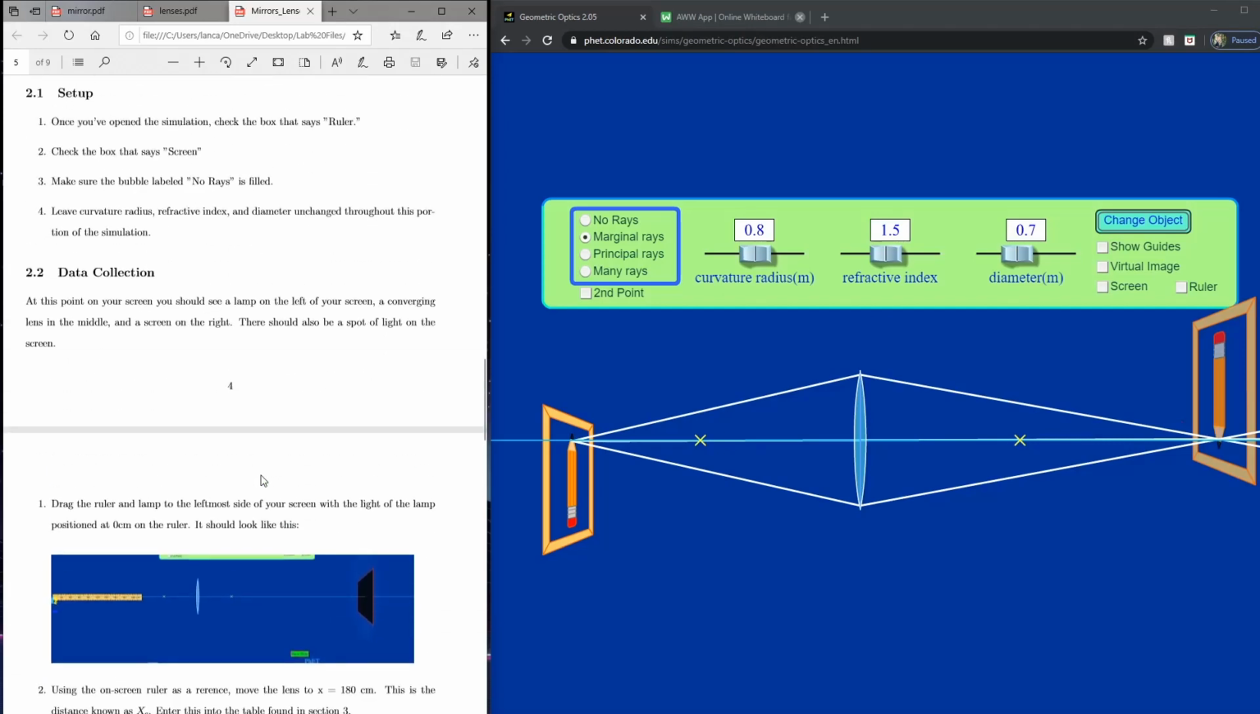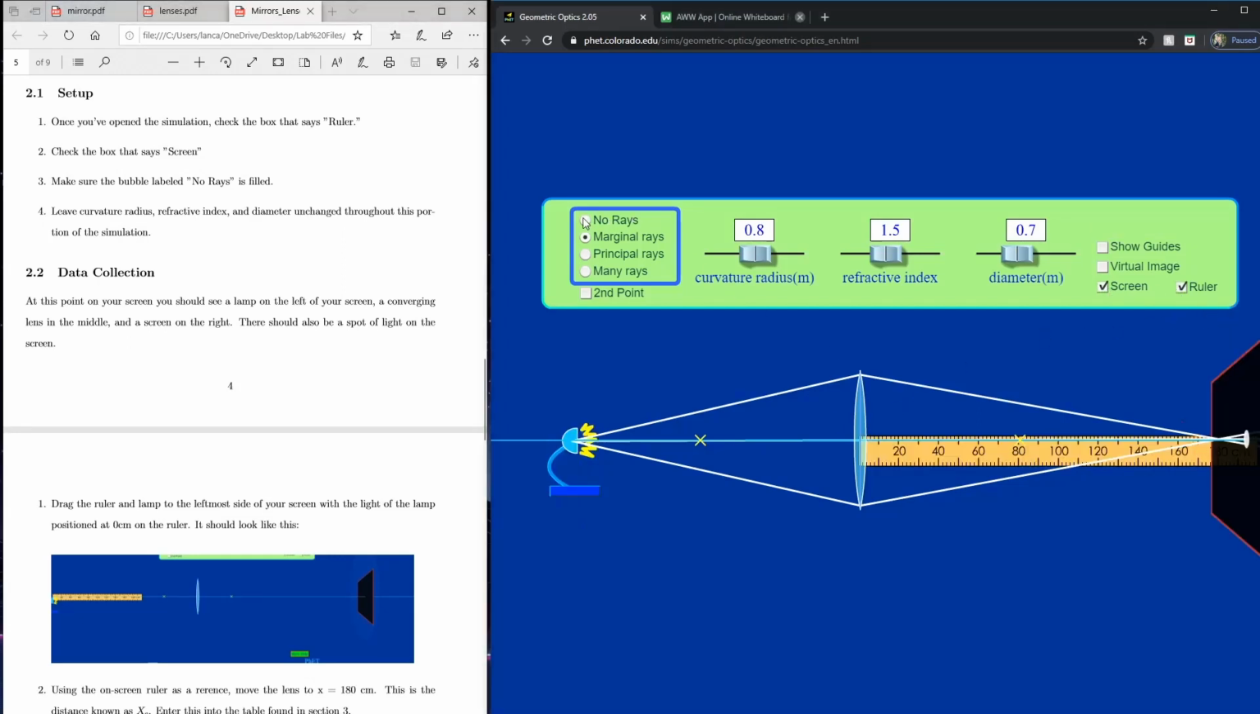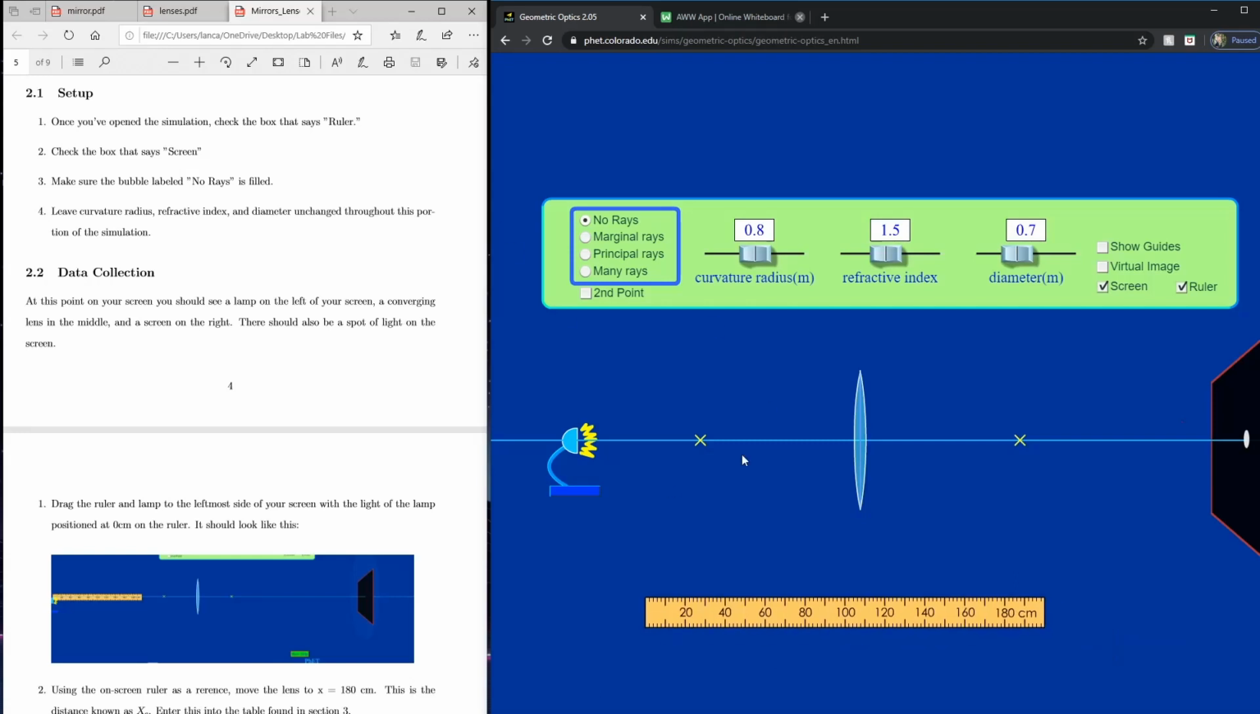So moving on to the setup, it says that once you open the simulation, check the box that says ruler, check the box that says screen, and then make sure that the no rays button is filled in. And it also tells us not to touch the curvature radius, refractive index, or diameter, because we don't want to mess with the properties of this lens as we're doing this experiment. Hopefully that should make sense.